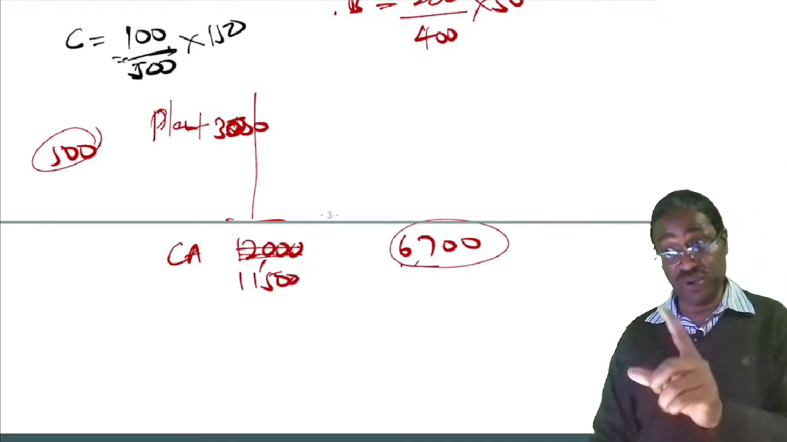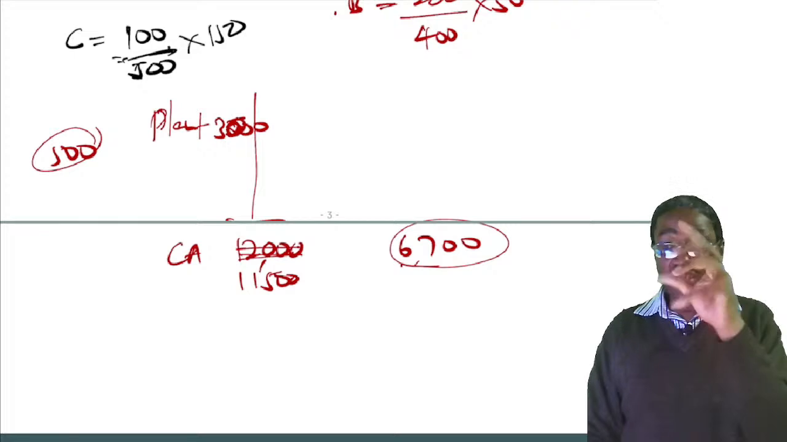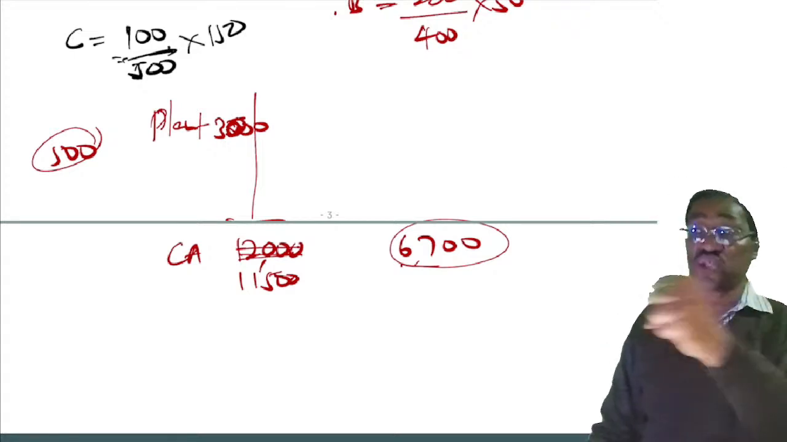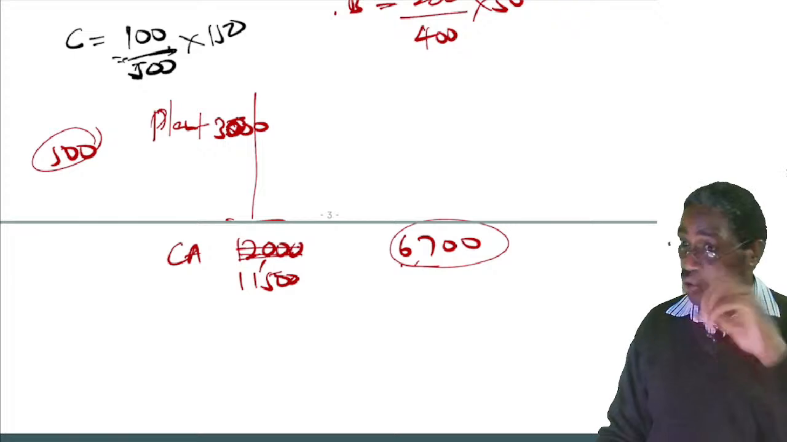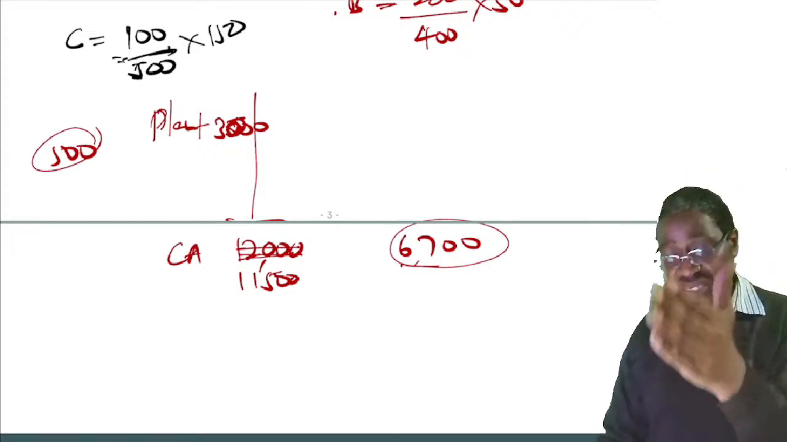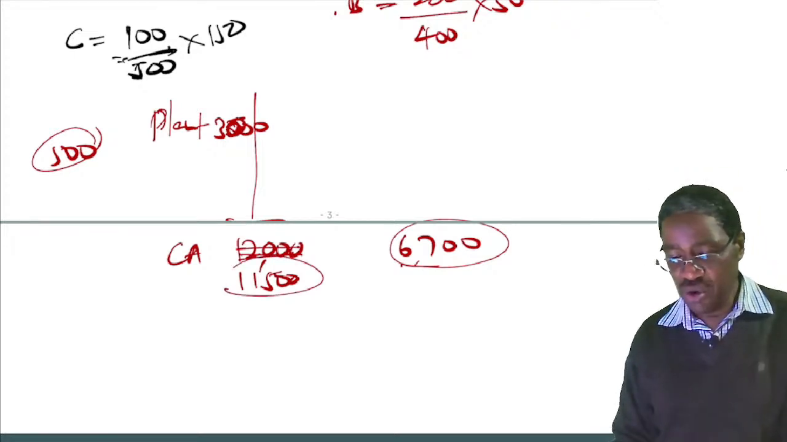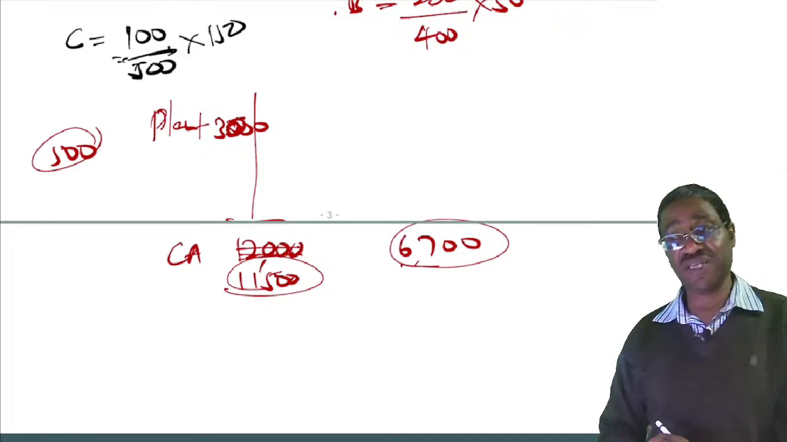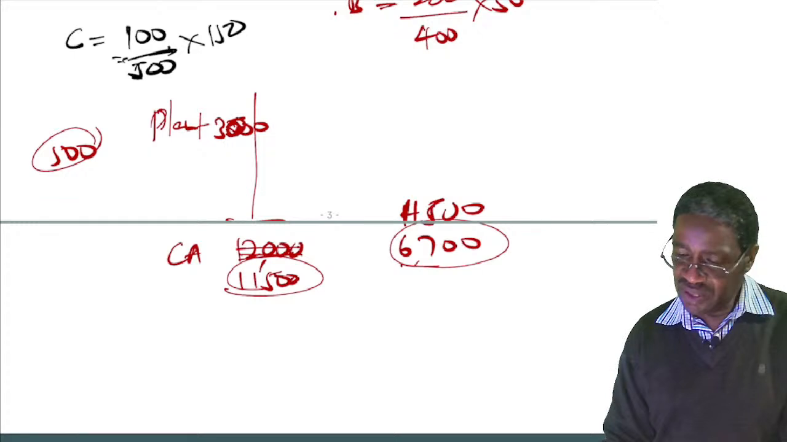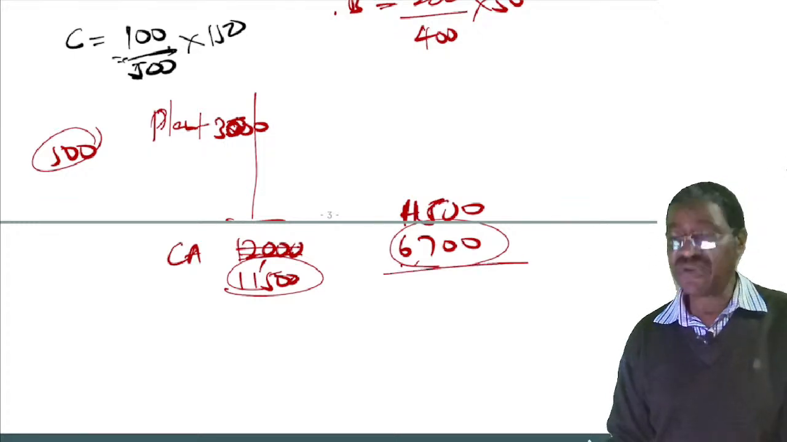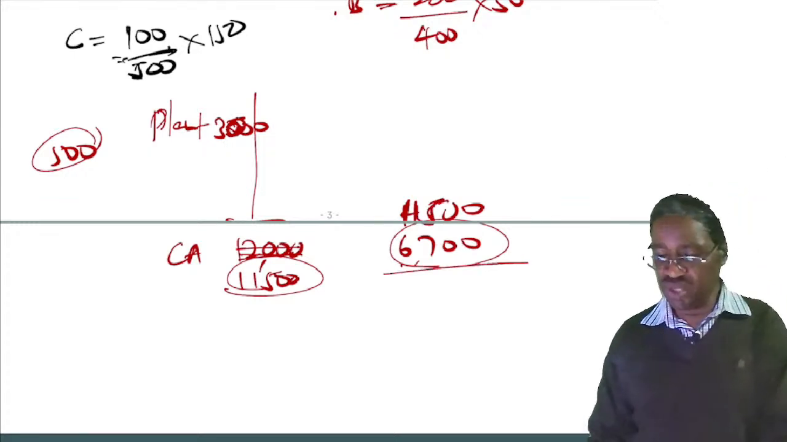11.5. I hope you are following. Now that you have removed that asset that was destroyed beyond further use, it is no longer an asset. The other assets now have a new carrying amount of 11,500. Then you compare with the recoverable amount. You say 11.5 minus 6.7.